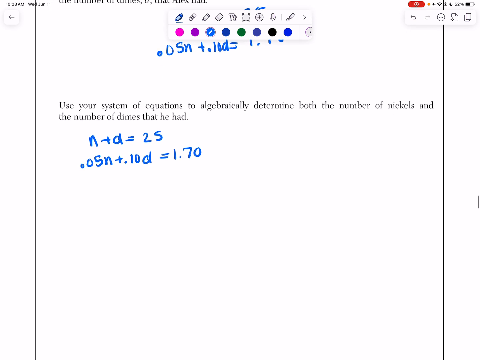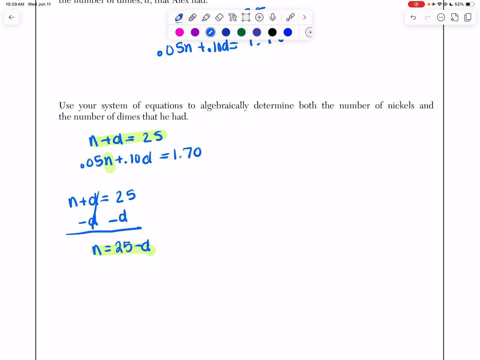My first equation is written in the form N plus D equals 25. What I can do is rearrange it to solve for N or D and then plug that into my other equation. So if N plus D is 25, let's solve for N. We subtract D from both sides of our equation, and then we get N equals 25 minus D. That's what we're going to plug in for N into our second equation.